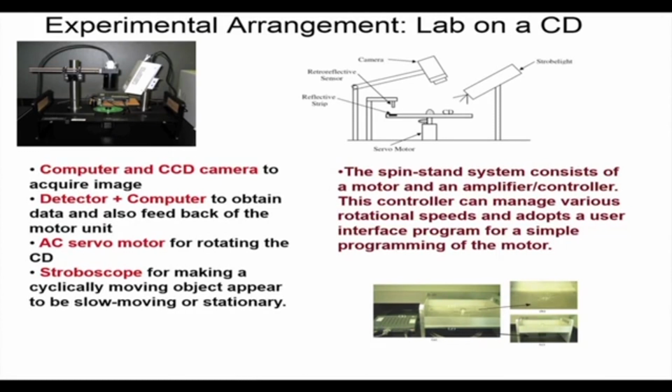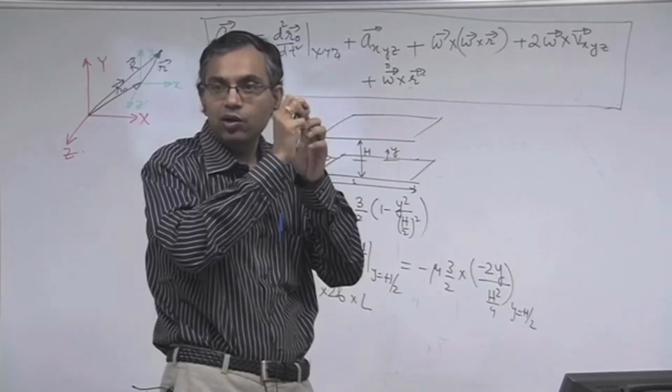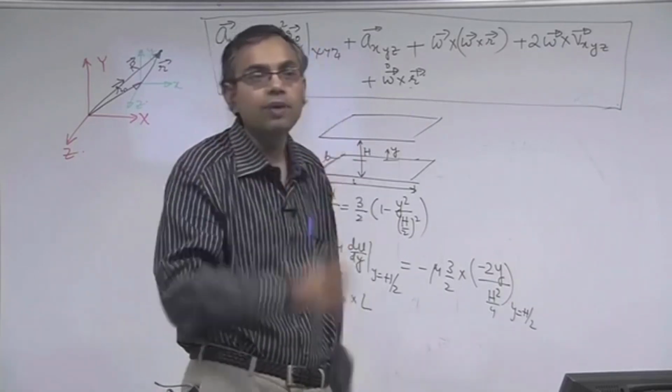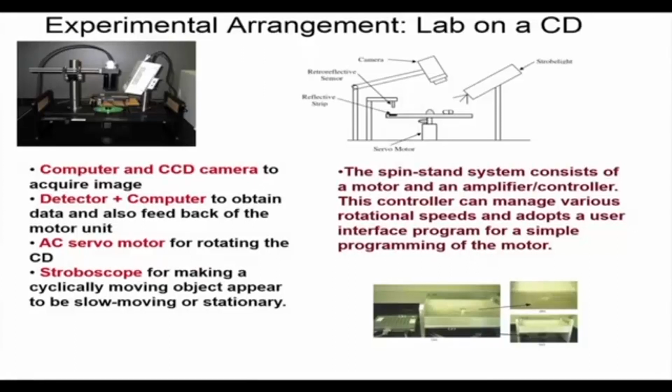So essentially you are trying to observe the features or observe the flow at one particular location when it comes back after one rotation to the same place, and this is done by using a system called a stroboscope.